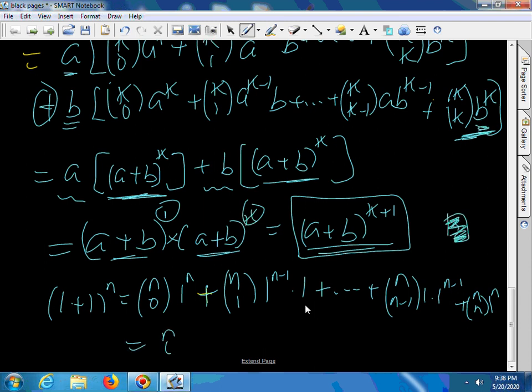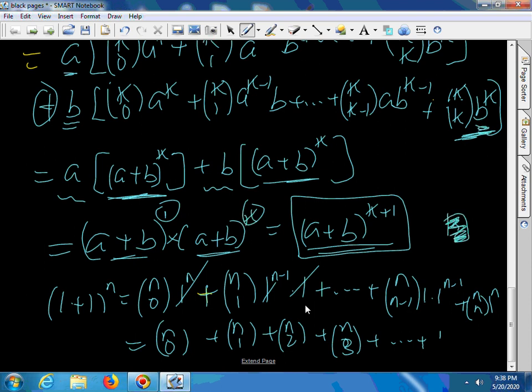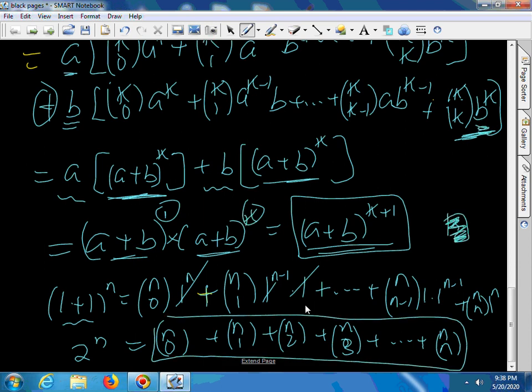But that's just n choose 0, because multiplying by 1 doesn't do anything, plus n choose 1, multiplying by those 1s doesn't do anything, plus n choose 2, plus n choose 3, all the way up to n choose n. And 1 plus 1 is 2. So 2 to the n equals this in any row. Oh, these are the entries of the Pascal triangle. Any row in the Pascal triangle adds up to 2 to the n.